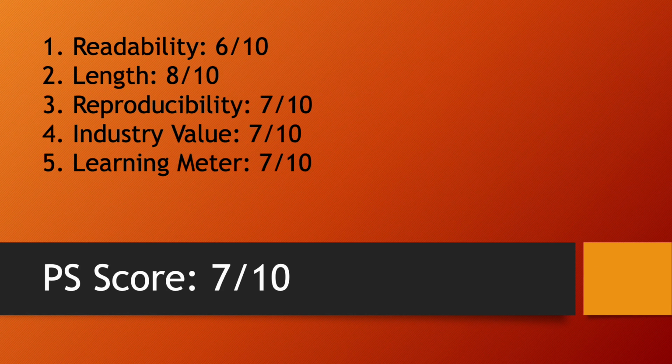Now let's give this paper a PS score. Overall, it's a bumpy read due to its code, so it gets 6 out of 10 on readability. With 13 pages, it scores 8 out of 10 on length. Reproducibility shouldn't be too challenging, so it gets 7 out of 10. Industry value and learning meter is decent, so it gets 7 out of 10 on each. Overall PS score is 7 out of 10.